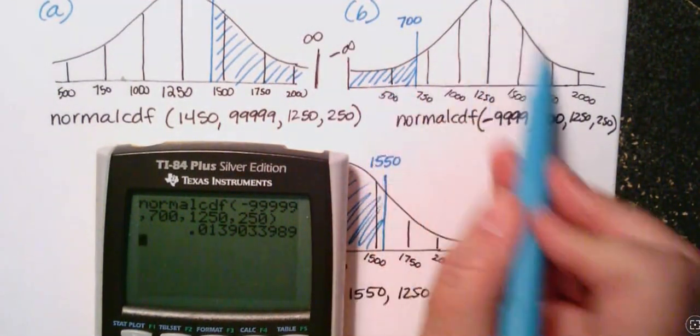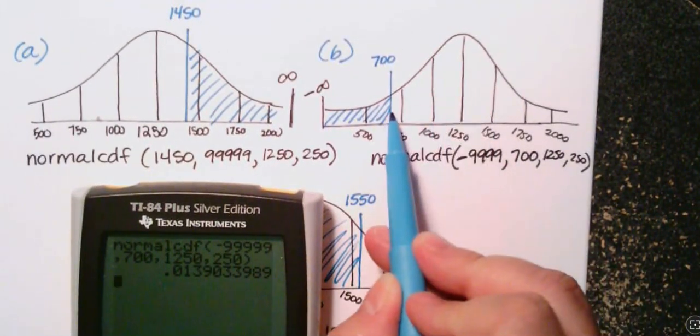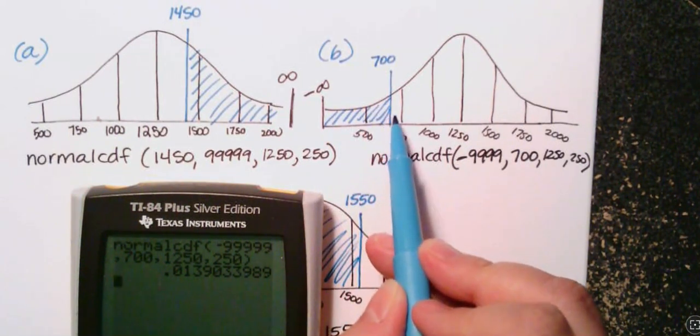Remember, the whole area under the curve is 1. Okay? And 68% of that, 0.68, is right here around the mean. So this is pretty far over, so it makes sense that it would be a pretty small number. So this is the same as 1.39%.